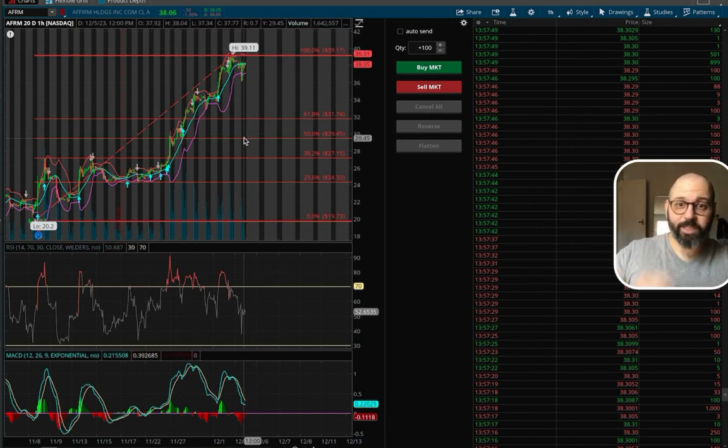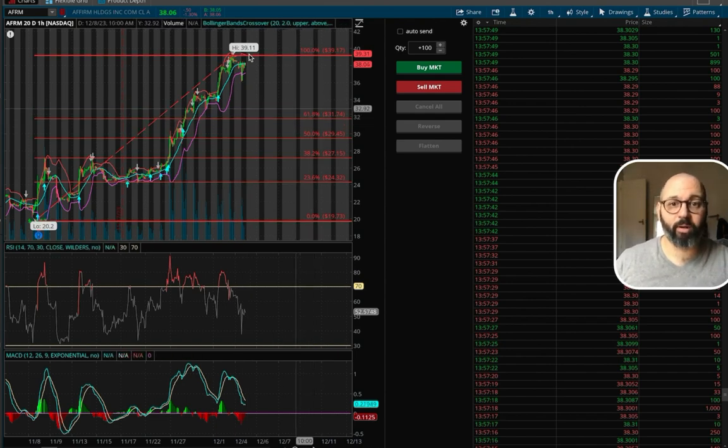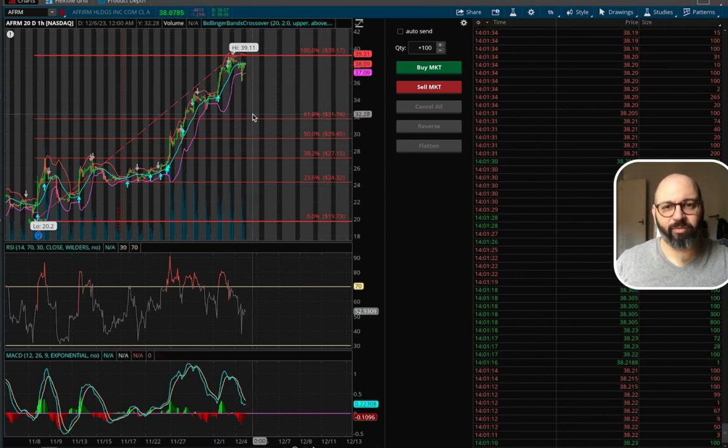What we want to see is, does it hold support here? If it does, in theory, and it could, because you can see it was overbought, and then it started to pull back slowly, and the volume is picking up, so there's a lot of pressure, and there could be a lot of selling pressure. We saw a big red candlestick this morning.